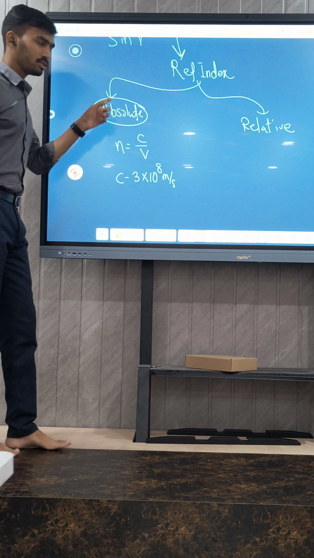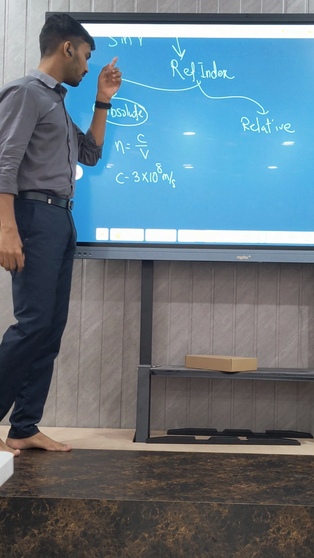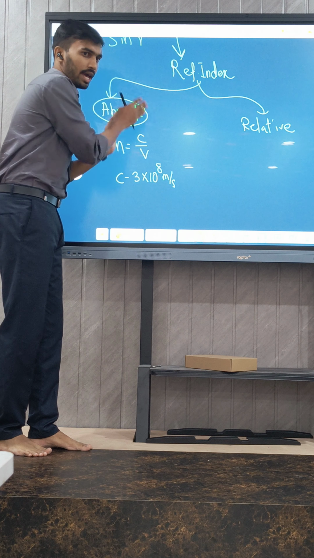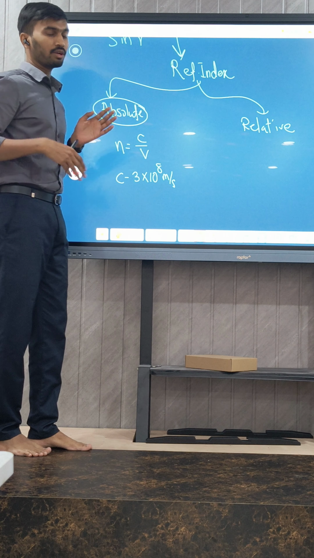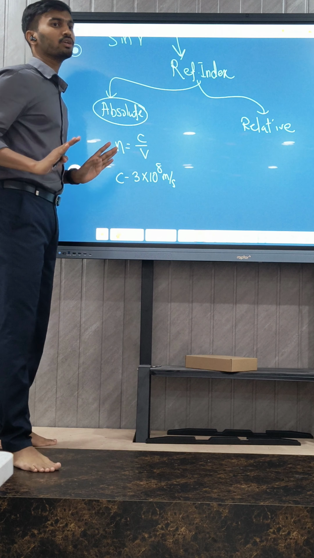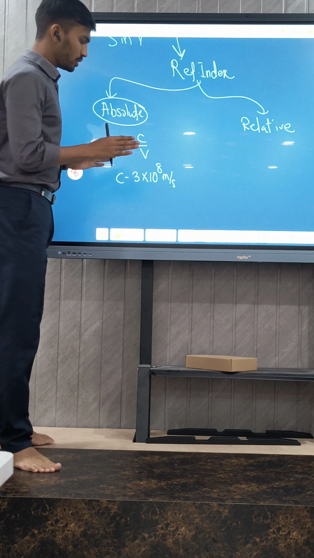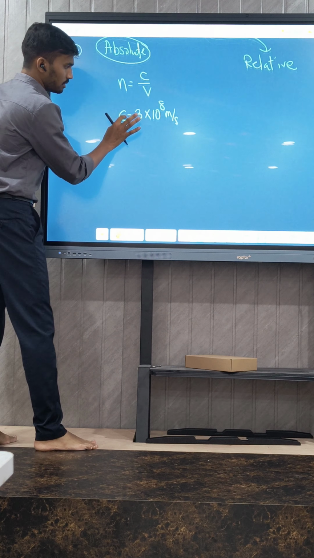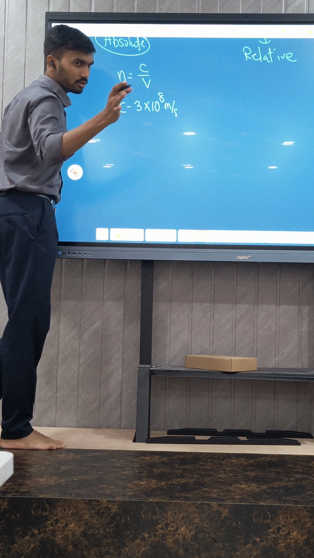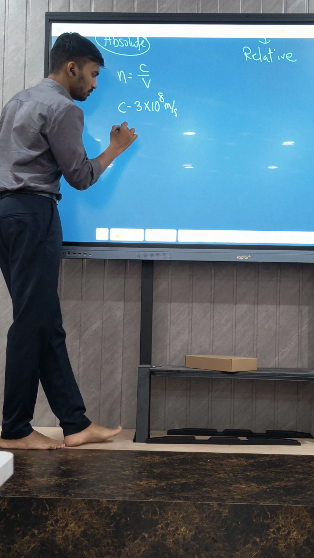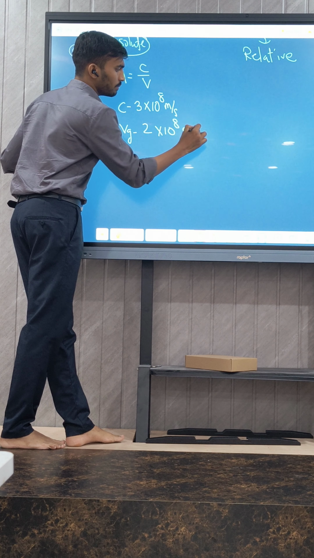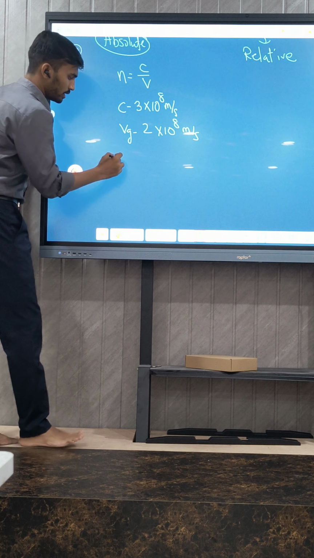For the refractiveness of glass, it is the velocity of light in air divided by the velocity of light in glass. For water, the velocity of light in air divided by the velocity of light in water. Clear? So this is how we do it. Let me show an example. The velocity of light in glass is 2 into 10 to the power 8 meter per second.